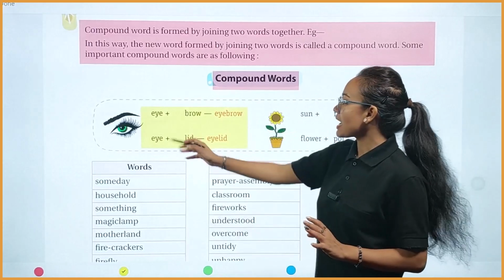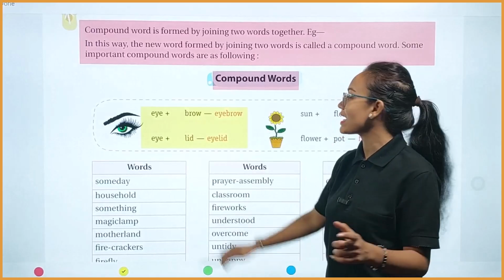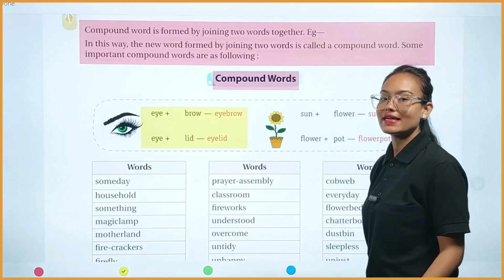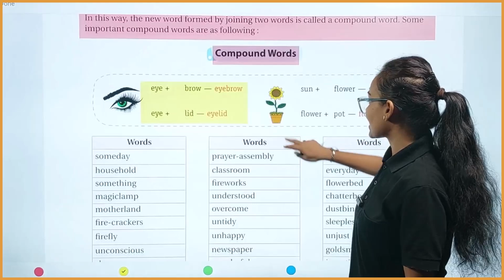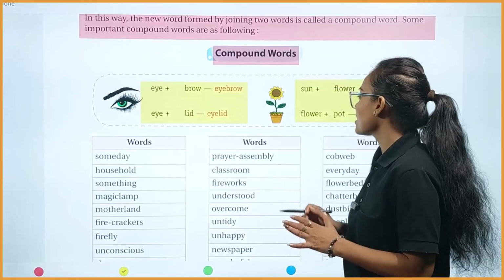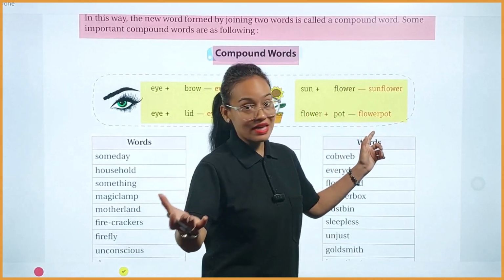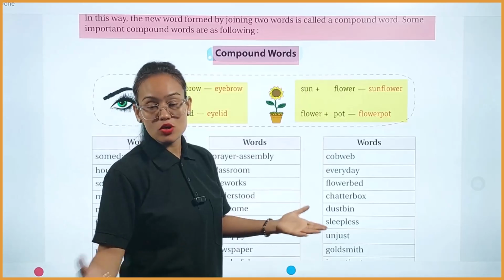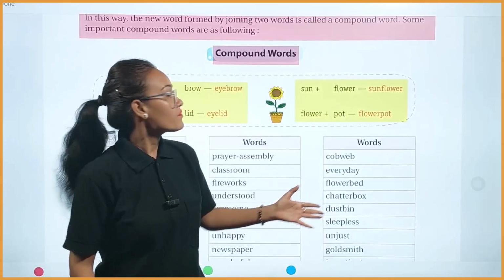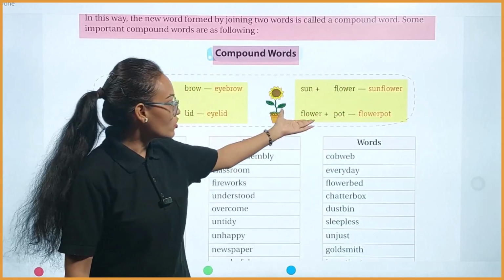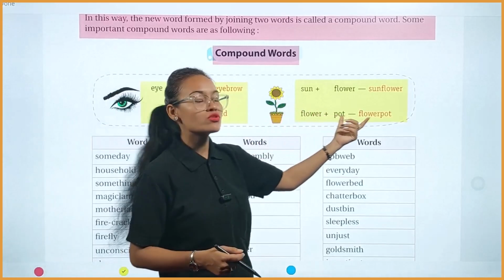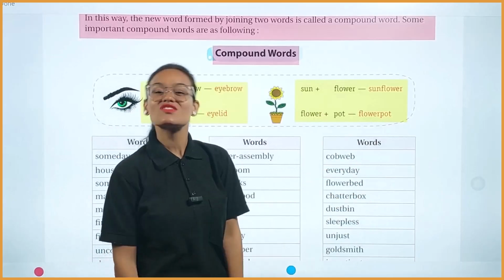Similarly, eye plus lid. Eye is one word and lid is also another word. When we combine these two words, we form a new word named eyelid. Now the second one, sun plus flower, sunflower, and flower plus pot, flowerpot. Sun is a different word, flower is also a different word. When we combine these two different words, we form a new word known as sunflower. Flower is a different word, and pot is also a different word. When we combine them, we form a new word, that is flowerpot.